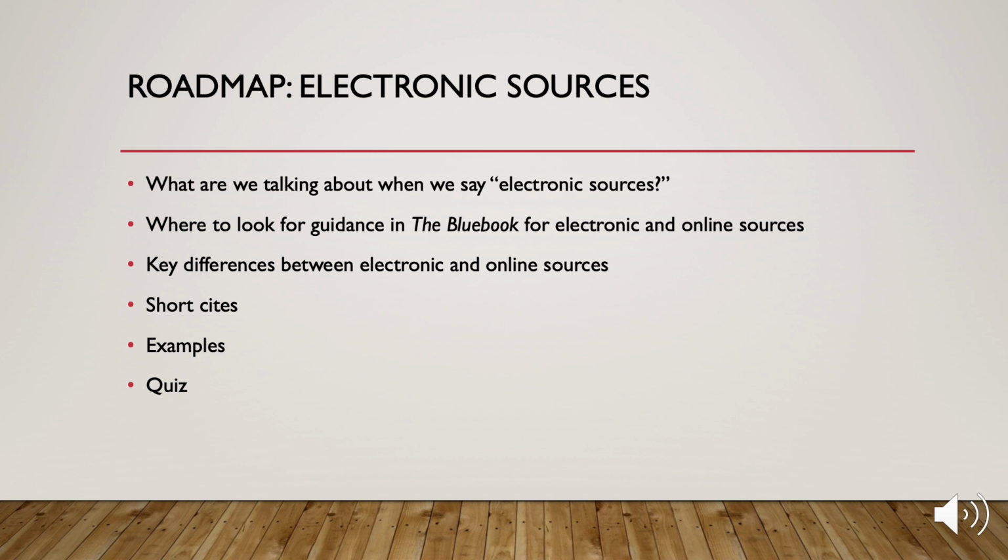Roadmap. This lesson will cover citing electronic sources using the Blue Book. The roadmap for today's lesson is as follows. 1. What are electronic sources? 2. Where to look in the Blue Book for them. 3. Online sources versus electronic sources. 4. Short cites. 5. Examples. And finally, you'll take another quiz.